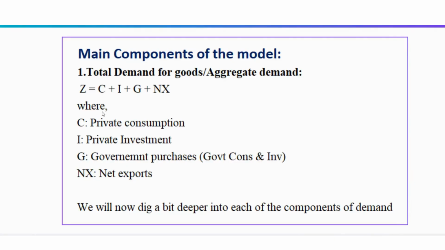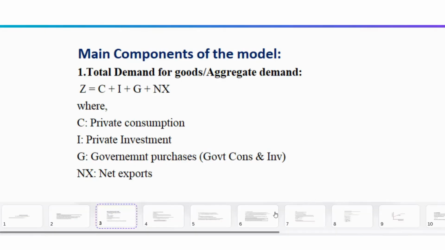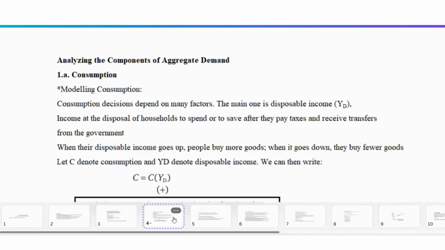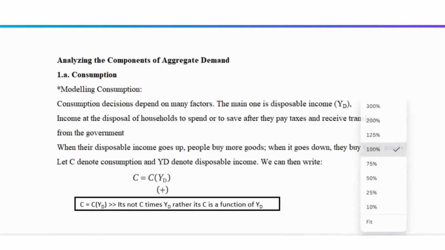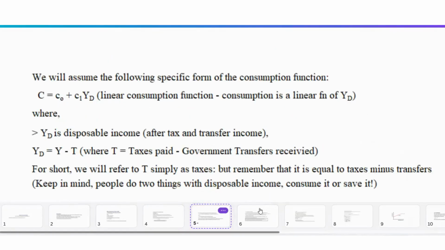And then we said we wanted to analyze each component of demand, where we started off by talking about consumption. In this model, we're going to assume that consumption is a linear function of disposable income.